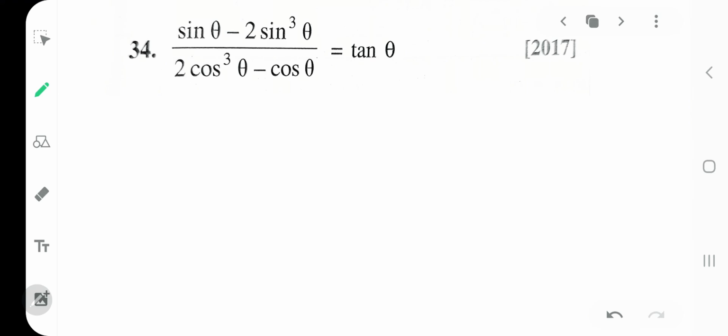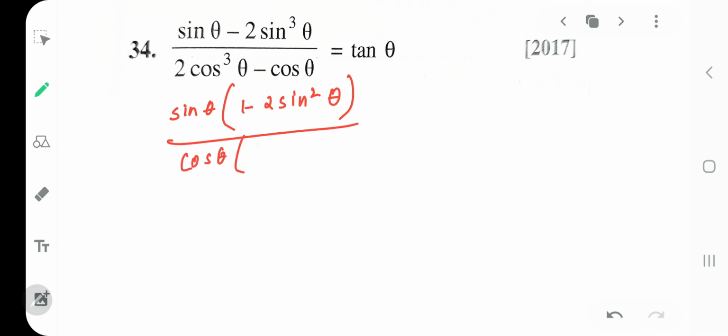Next we have problem number 34. On the left hand side you can notice you can take sin theta common. So inside you will get 1 minus 2 sin square theta. Am I correct? Down you can take cos theta common. So inside you will get 2 cos square theta minus 1. Above you can keep the things the same.